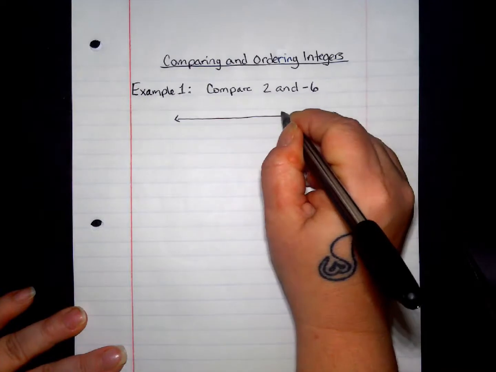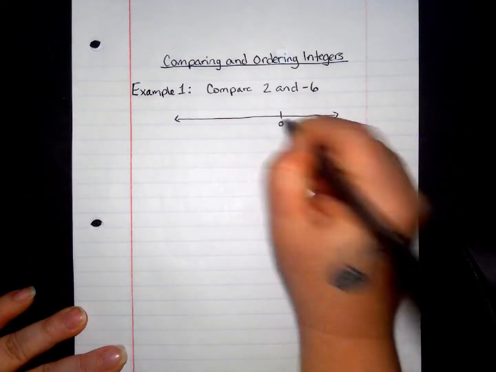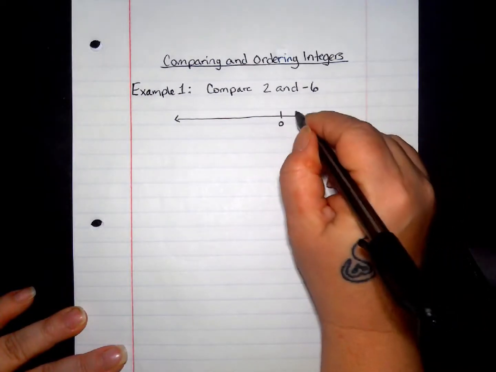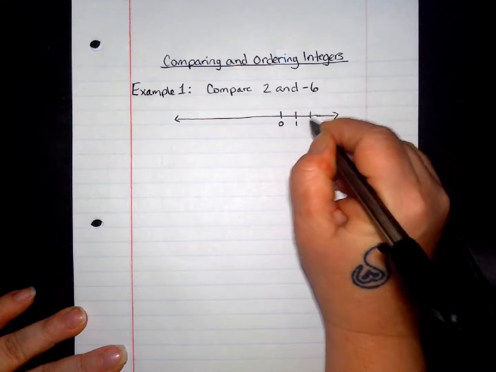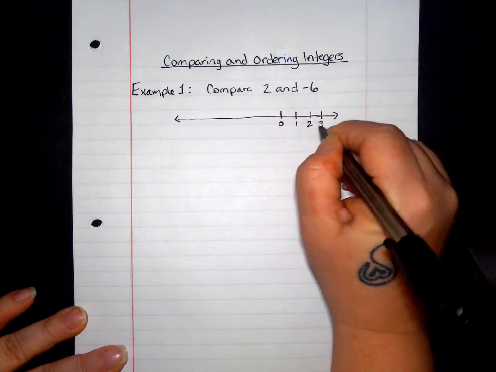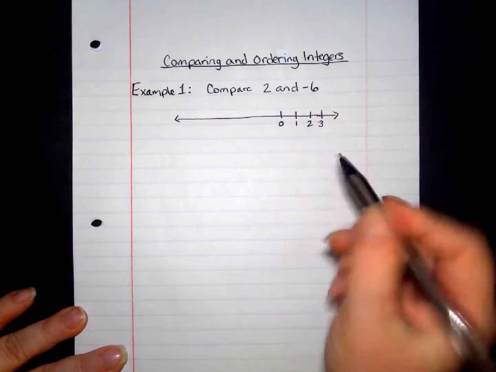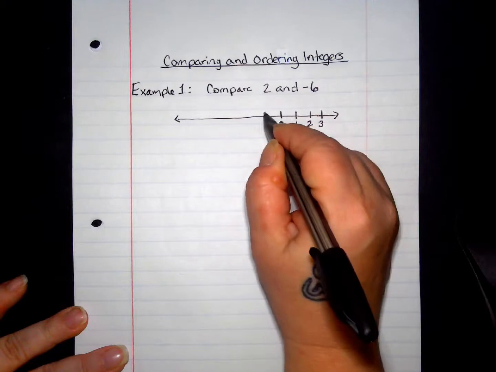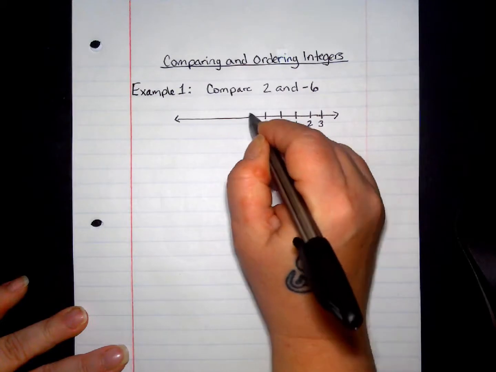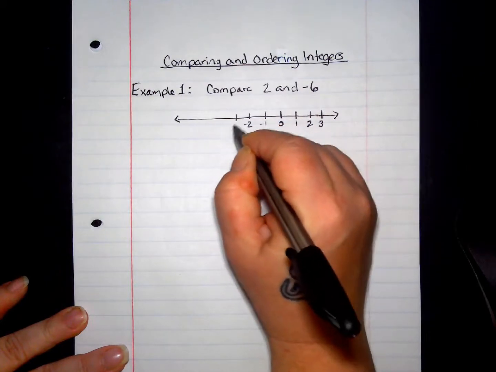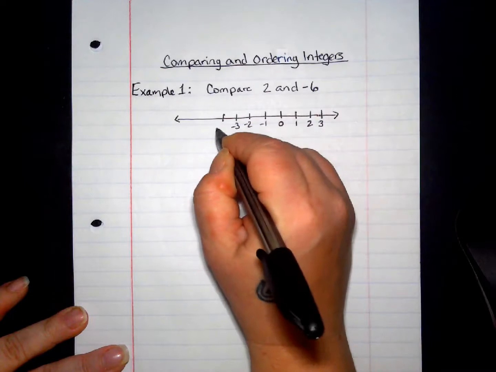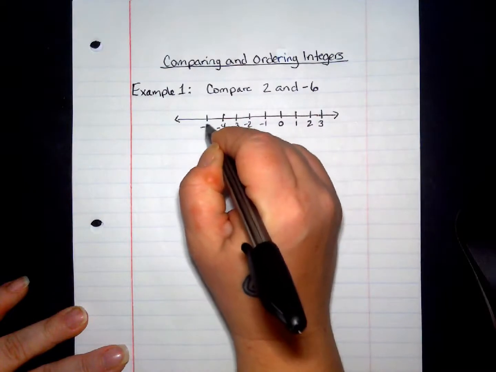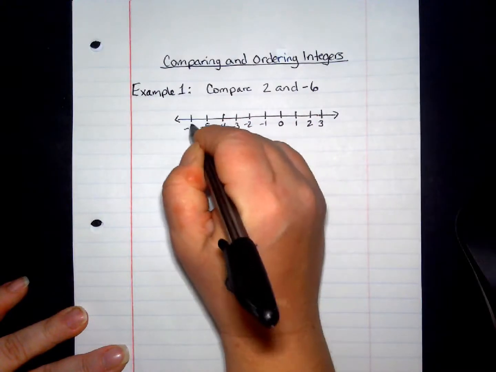So I'm going to put my 0 over here because I know that I can go 0, 1, 2, 3, and that will cover my positive side. For my negative side, I'm going to go -1, -2, -3, -4, -5, -6.